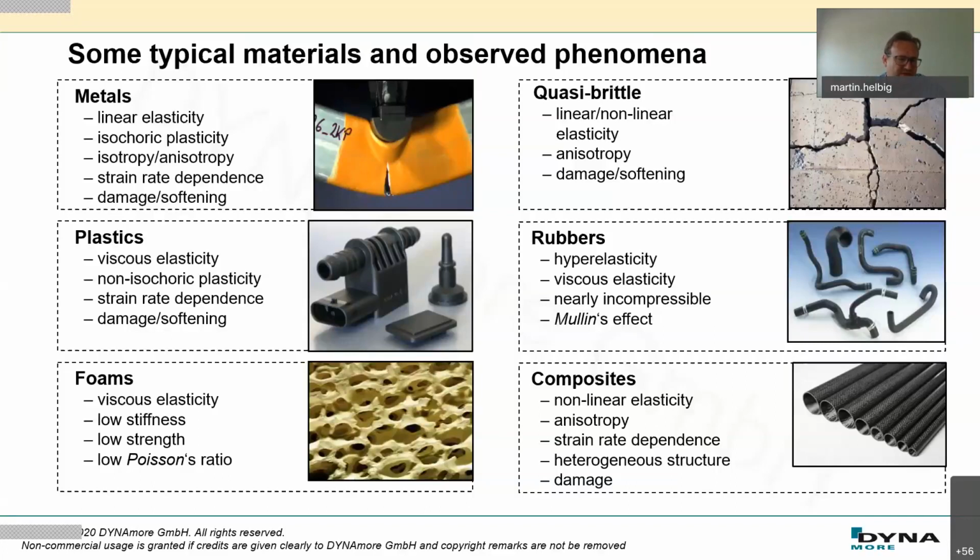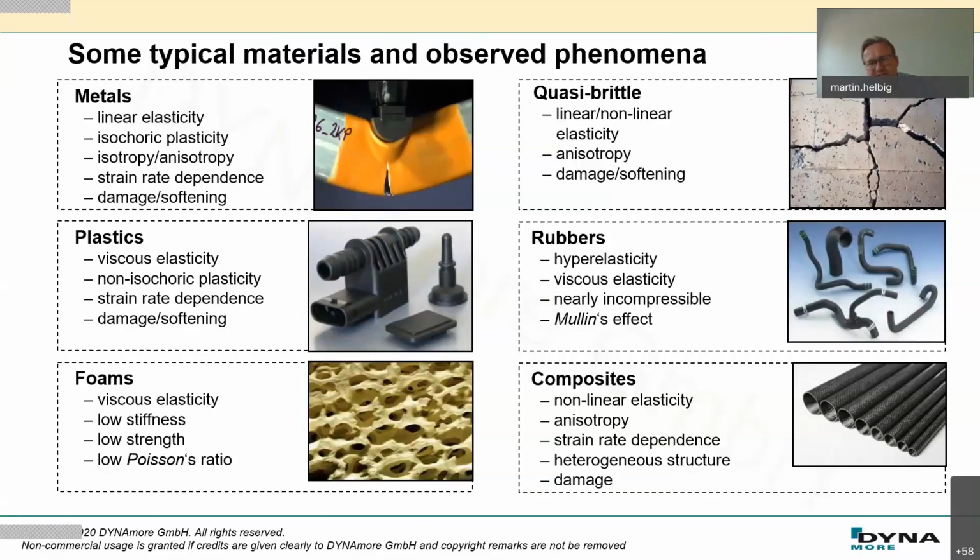Then we have foams. Foams are also a kind of polymer, but a special kind. Most of them are modeled with a viscoelasticity. We have a low stiffness, a low strength, and a low Poisson ratio. A little bit different are the crushable foams, which are also characterized a little bit differently. And we have brittle materials like concrete, with a linear or a non-linear elasticity. Non-linear elasticity means you cannot describe the connection between the stress and the strain by one parameter, so you have something like a deformation path. We have rubber materials, which are hyperelastic. Hyperelastic means they have very large elastic deformations, like everybody knows from rubber.